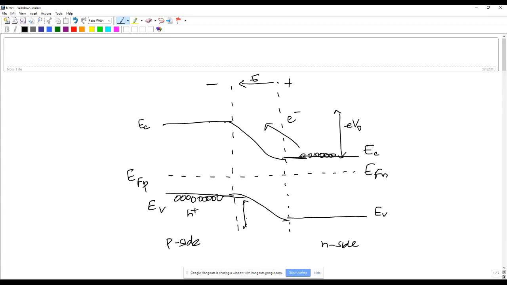Let me just redraw this more clearly. They also have an energy barrier to go across, which is why you don't have any current flowing in the case of a PN junction. You can compare this energy diagram with what we drew for a Schottky junction, and there are some similarities with the way we draw this.